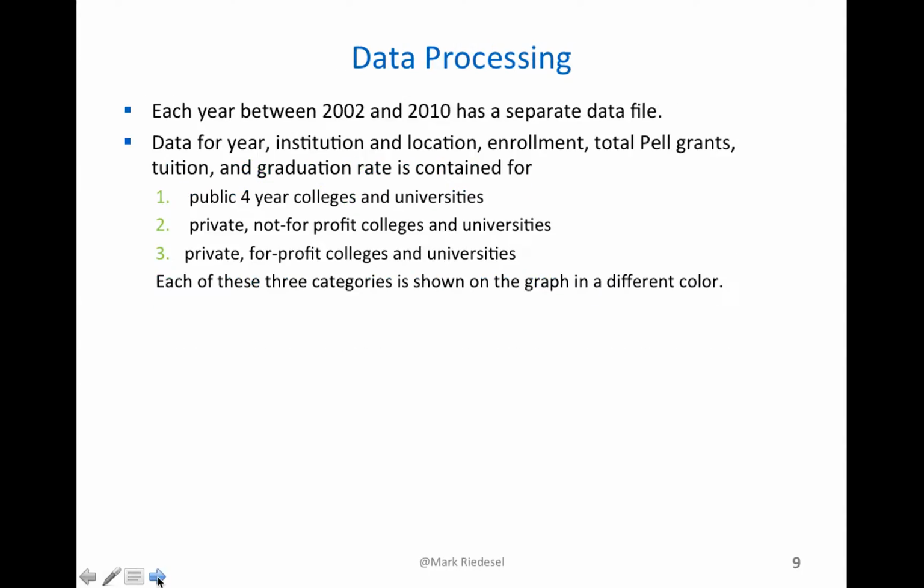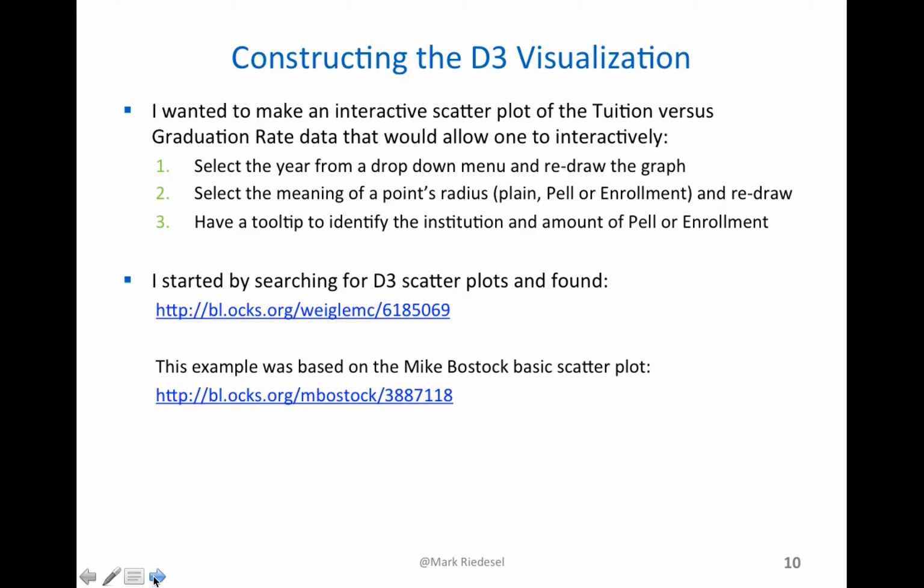So for the data processing, I made it so that each year between 2002 and 2010 had a separate data file. The data I included was the year, institution, location, enrollment, Pell Grants, tuition and graduation rate, and a couple other things. I did this for public four-year colleges and universities, for private not-for-profit colleges and universities, and for private for-profit colleges and universities. And each of these three categories is shown on the final graph in a different color, just as Al did in his original plot.